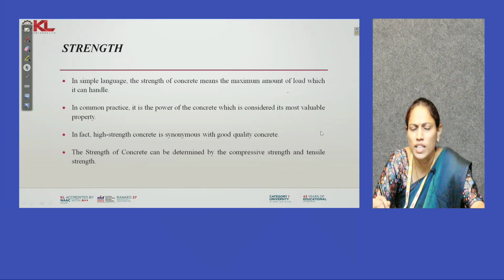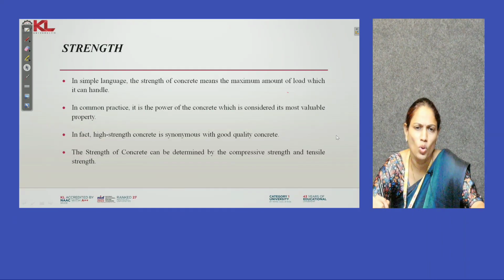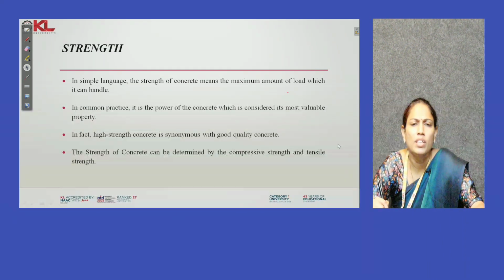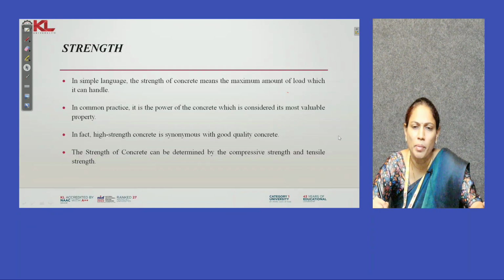In simple language, the strength of the concrete means the maximum amount of load which it can handle. In common practice, the strength of the concrete is considered its most valuable property. In fact, high strength concrete is synonymous with good quality concrete. The strength of the concrete can be determined by the compressive strength and the tensile strength.